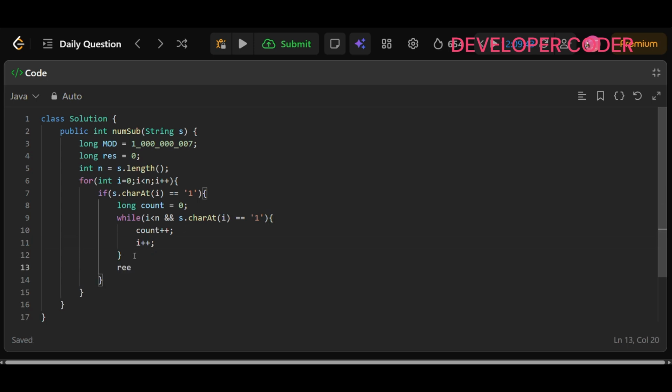And now we have to just update the result as result plus count into count plus 1, divided by 2, right? And after that, I am doing i minus minus, because in the while loop I'm doing i plus plus whenever there is 1, right?